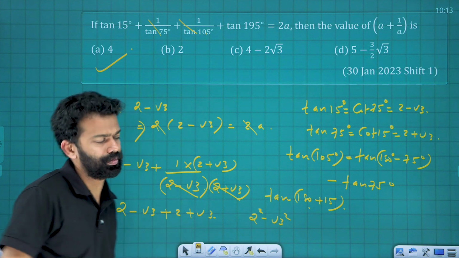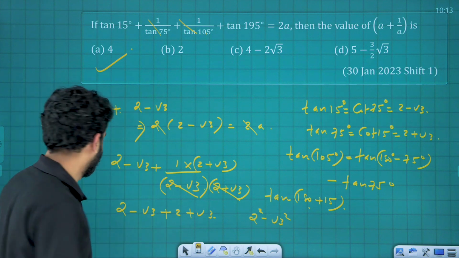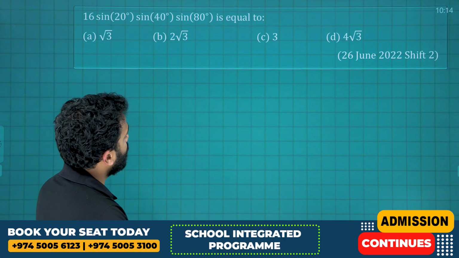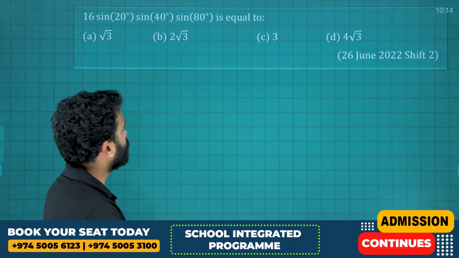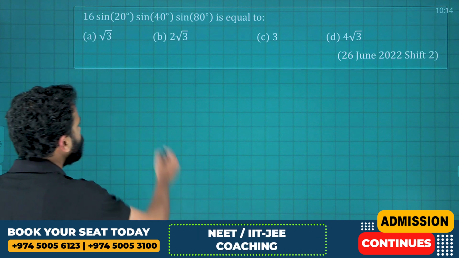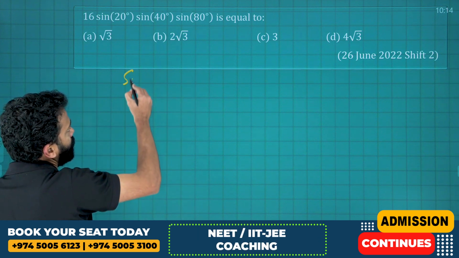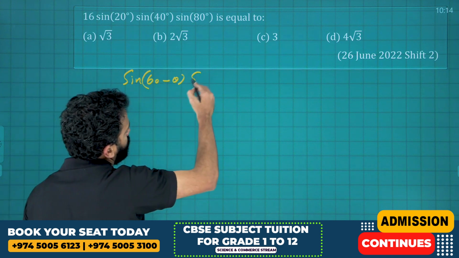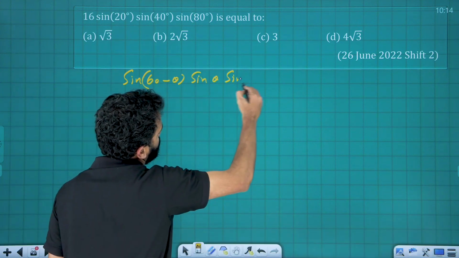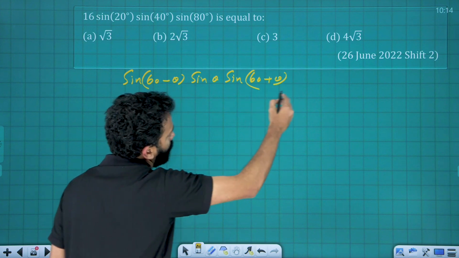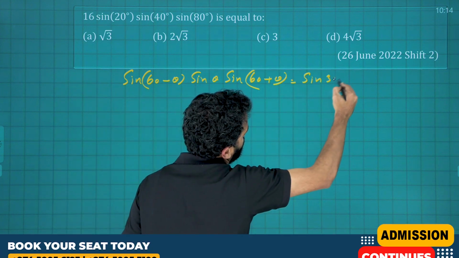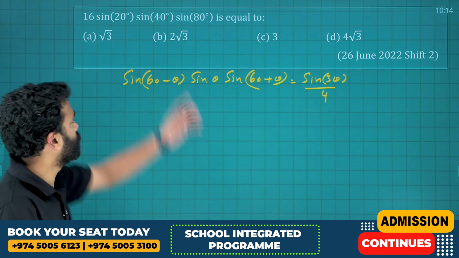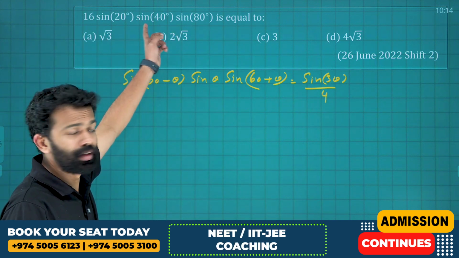Very easy question. Next one. 16 sine 20 sine 40 sine 80. Very direct question. So, I hope you know this formula. That is sine of 60 minus theta into sine theta into sine of 60 plus theta, that is equal to sine 3 theta by 4. Same goes for cos also. I think you might have seen this problem in plus 1.